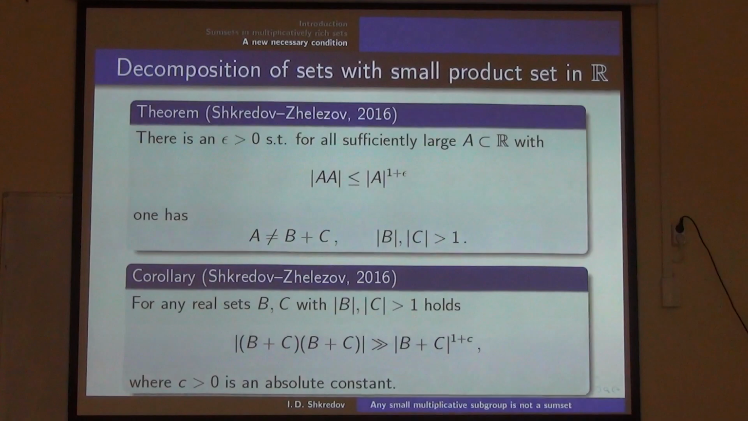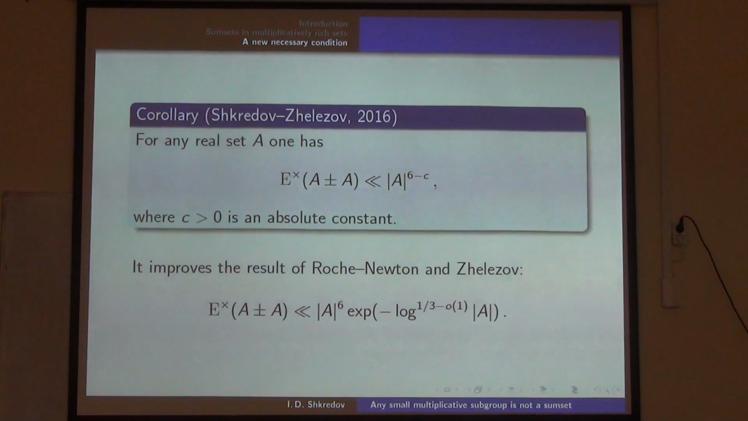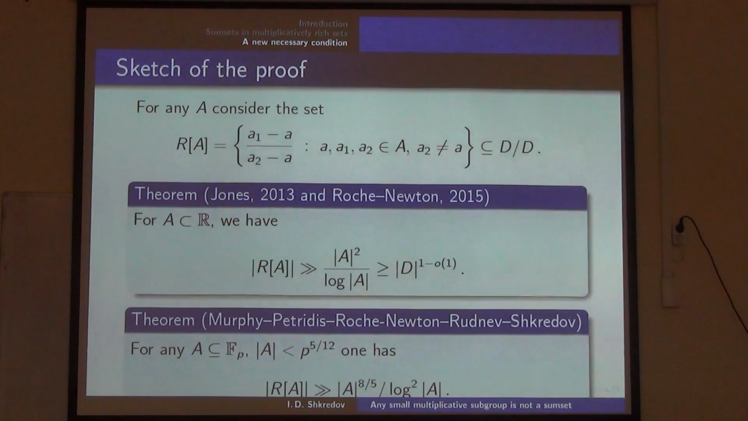And moreover, we proved that there is a non-trivial upper bound for the multiplicative energy of some sets and different sets, in the asymmetric case as well. Okay, it improves the previous result of Roche-Newton and Zhelezov. So, a sketch of the proof of the first result.